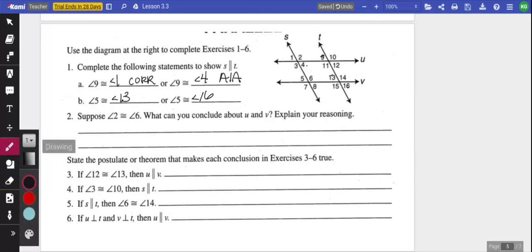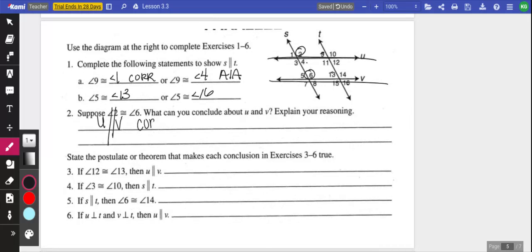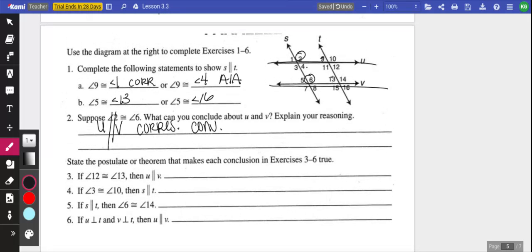Number 2, suppose angle 2 and angle 6 are congruent. What can you conclude about lines V and U? Line U is parallel to V because 2 and 6 are corresponding. And since we use the angles to prove the lines, corresponding converse. 13 starts with angles, then lines, and so does 14, so that would be converse, converse. 5 is lines and angles, so that's a theorem.